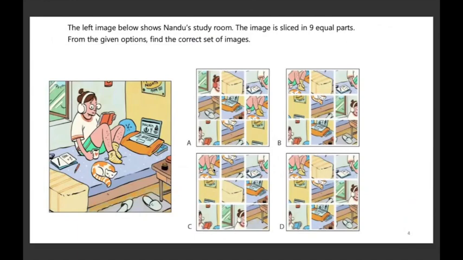From the image below, the left image below shows Nandu's study room. The image is sliced in 9 equal parts. From the given option, we have to identify the correct set of images. Okay.